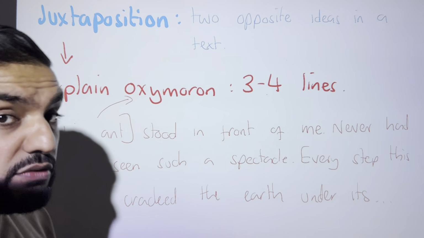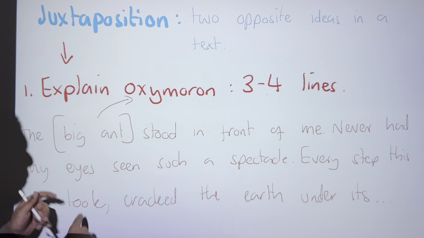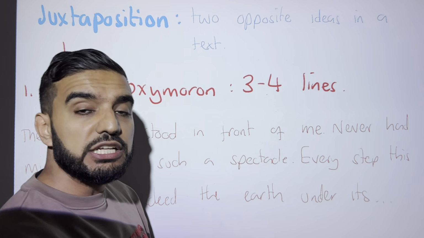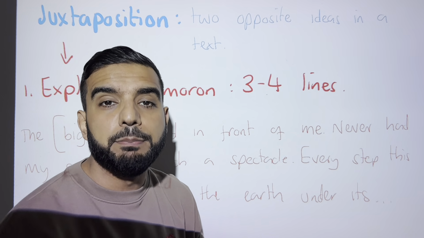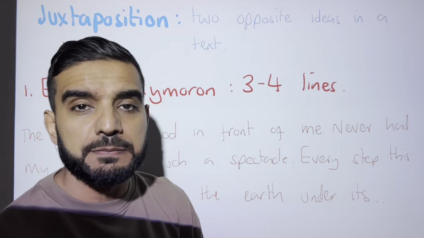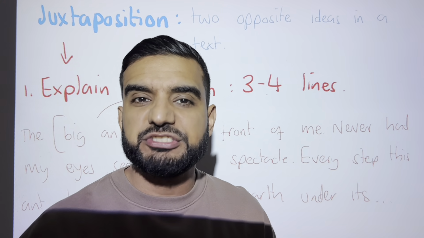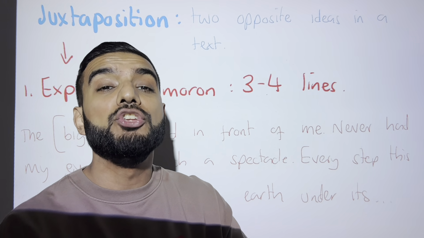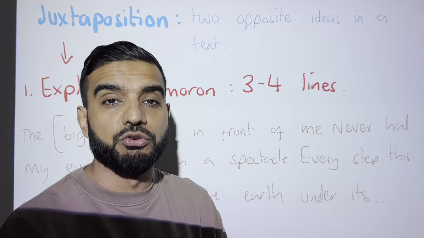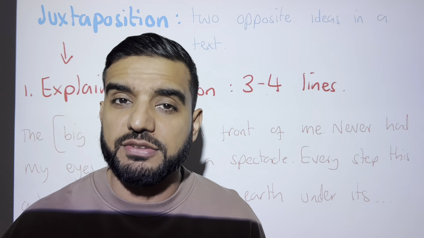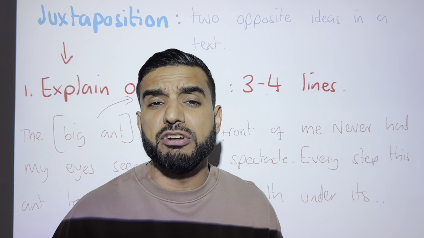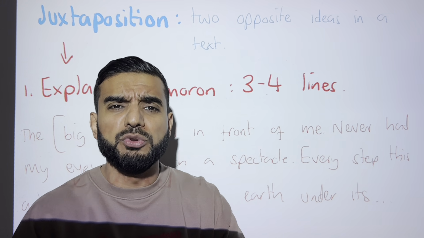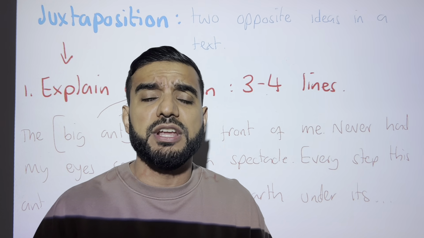So very, very simple, guys. You start with this short sentence where you give the oxymoron. I walked into the happy funeral. The big ant stood in front of me. The nice devil was staring at me. Done. You give your oxymoron. And then you simply explain your oxymoron. You explain how the devil was nice. You explain how the funeral was happy. Music was playing, people were dancing, food was being served. It felt like you were in a party.